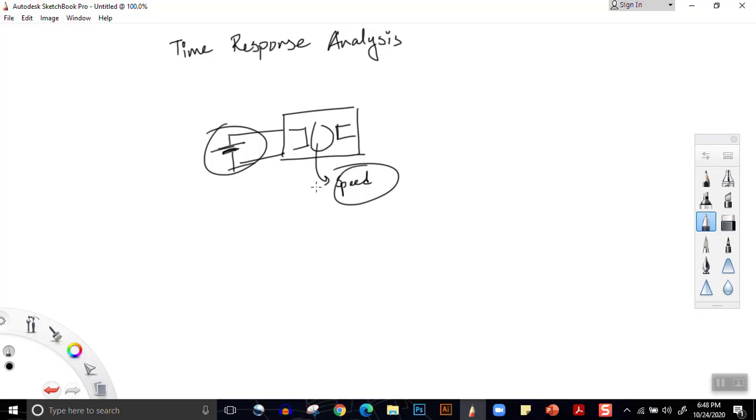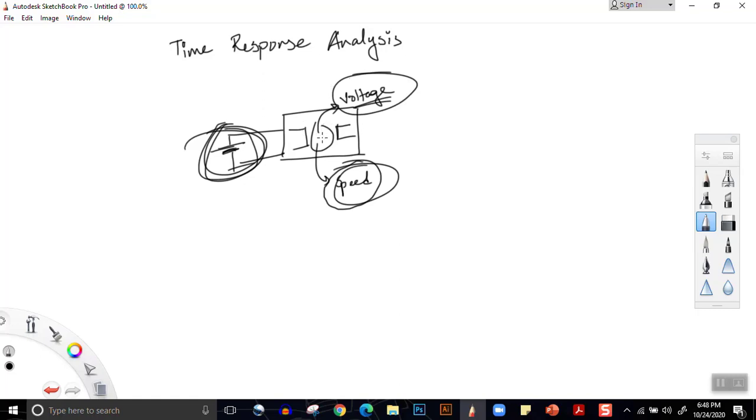Now, the output is speed, we can only see speed, but we need some way to measure the speed. So there is a tachometer connected to this motor. What the tachometer does is it measures the speed and converts it into a voltage. So we get input as a voltage, and we get output as speed, which is represented by a voltage.